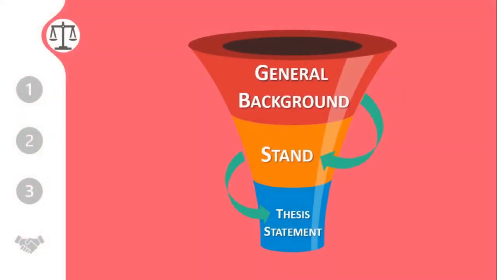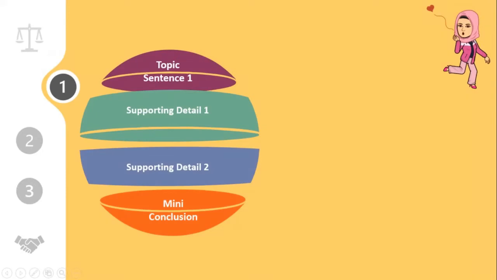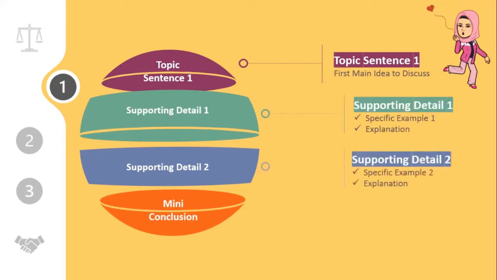Firstly, the basics of an outline of an introductory paragraph comprises a general background, a clear stand, and a thesis statement. Next, the outline of the first body paragraph consists of the topic sentence, which is the first main idea to discuss in the paragraph, supporting detail 1, supporting detail 2, and the mini conclusion. Further explanation on the outline and how to develop an effective body paragraph will be discussed in detail in another video.